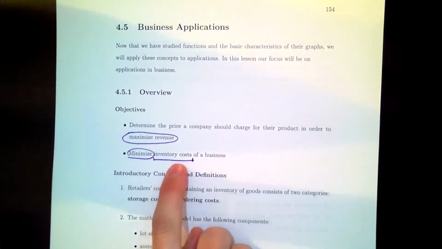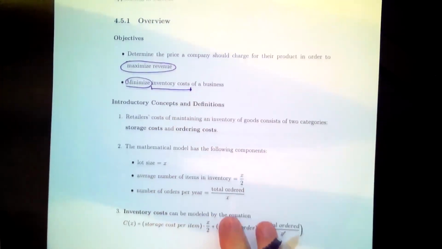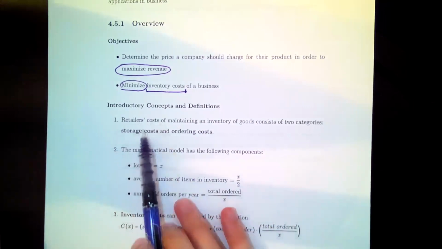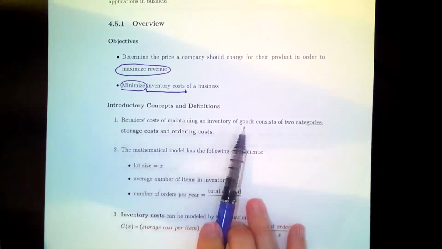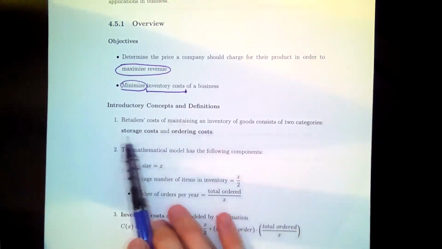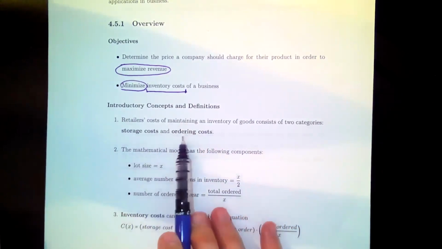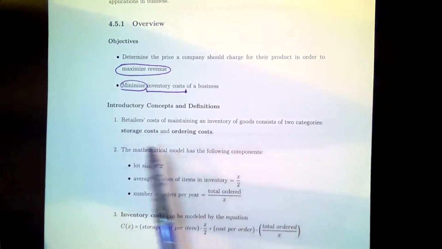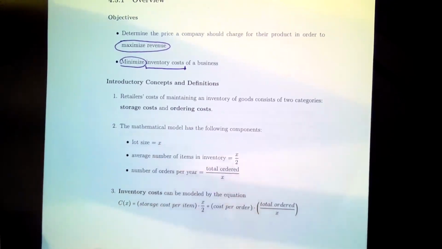First up, let's look at the general formula for how to create the inventory cost function. Now, the inventory cost is a combination of how much it costs retailers to store their items. So retailers' cost of maintaining an inventory of goods consists of two categories: the storage costs and the ordering costs. How much it costs to store, to keep them on the shelf, and how much it costs to order to replace the items that have been sold. And in this particular breakdown for the inventory cost function, these are the two items that are being considered. And we have some labels here that we're going to make use of.